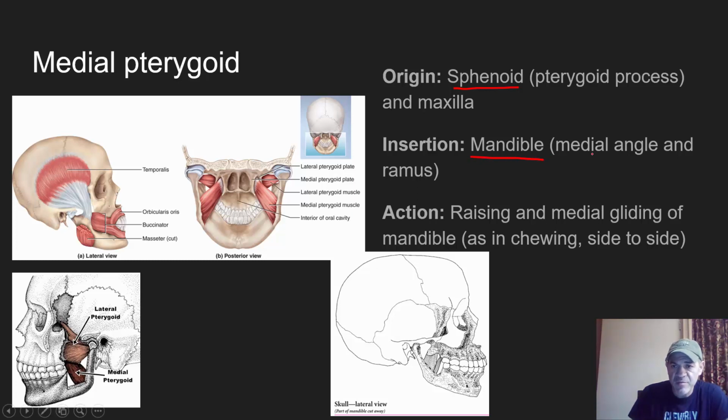Just be able to tell me that it's the mandible, but I'm going to get specific on where exactly on the mandible. And again, the actions of the pterygoids: we're going to cover the medial first. The action is going to be to both raise and to move the mandible side to side, like when you're chewing. So when it says medial gliding, that means when the muscle contracts, it pulls that side of the mandible medially. Let's look at the image on the bottom left, where we have our lateral pterygoid, but we're going to do the medial pterygoid first.